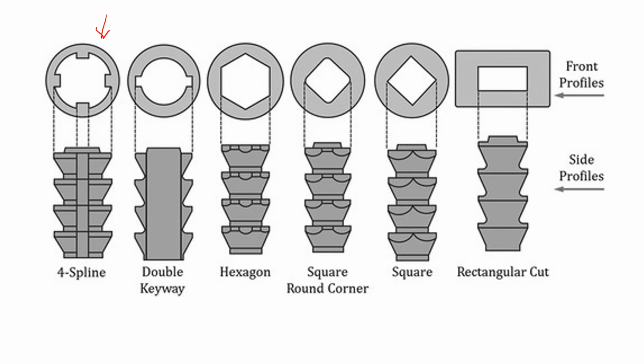So this one is the double keyway. This is the part that is produced through the broaching process. This one is showing the hexagon produced via the broaching process, and then square with round corner, square, and also rectangular cut.